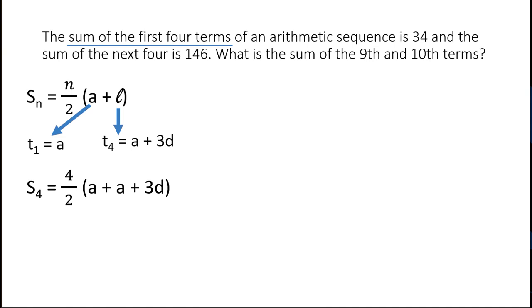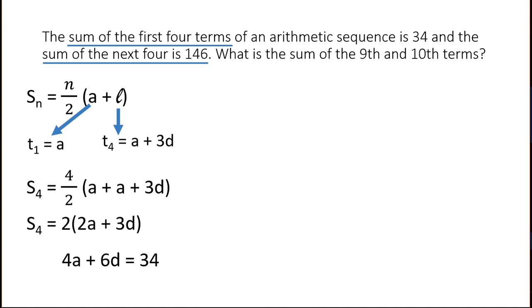And if I substitute that into the formula, I get 4 over 2 multiplied by, in brackets, A plus 3D. And that simplifies to 2 multiplied by, in the brackets, 2A plus 3D. and I end up with 4A plus 6D equals 34.